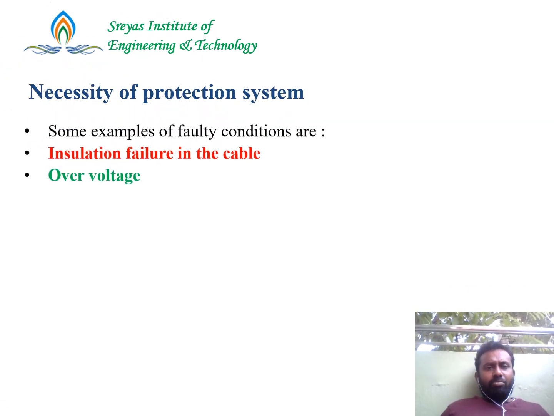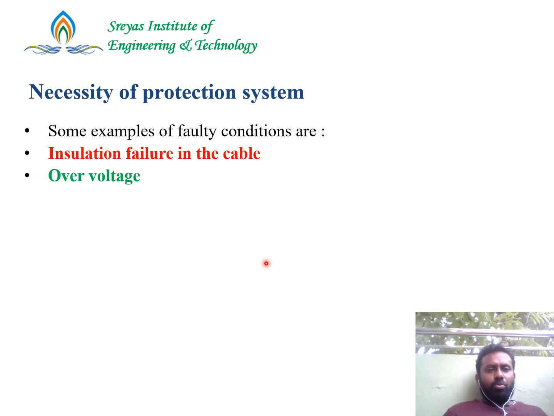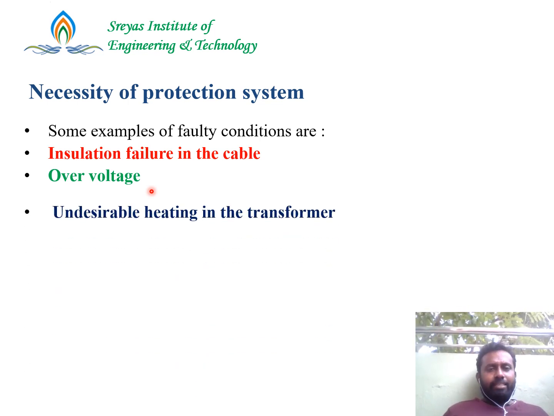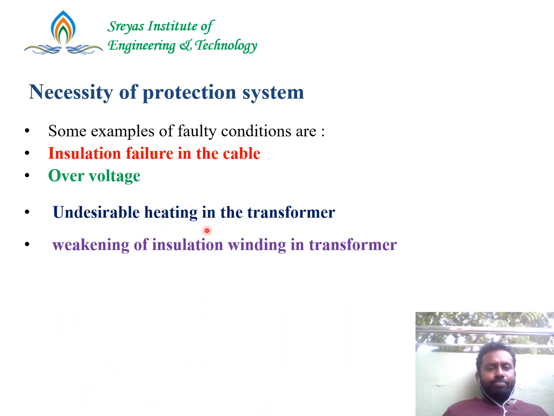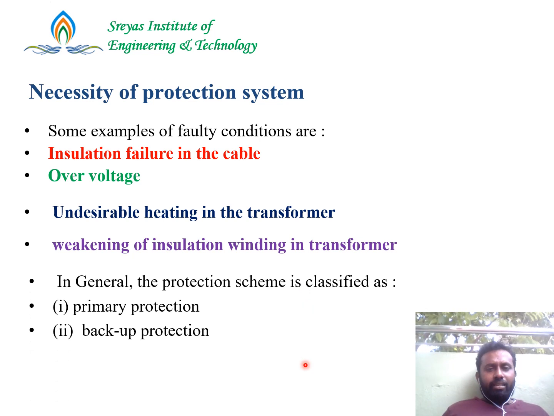So some of the examples of faulty conditions are insulation failure in the cable. Sometimes the insulation may fail in the cable, overvoltage may sometimes be high, and there may be undesirable heating in the transformer based on the construction, and because of the temperature there may be undesirable heating in the transformer, or weakening of insulation winding in the transformer. In general, the protection scheme is classified as primary protection and backup.